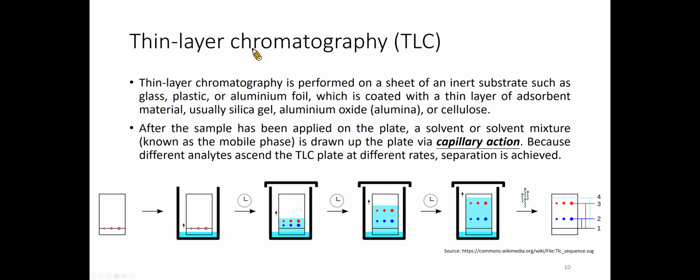Thin layer chromatography is a technique used to isolate non-volatile mixtures. The experiment is conducted on a sheet of aluminum foil, plastic, or glass which is coated with a thin layer of adsorbent material. The material usually used is aluminum oxide, cellulose, or silica gel. On completion of the separation, each component appears as spots separated vertically via the capillary action.